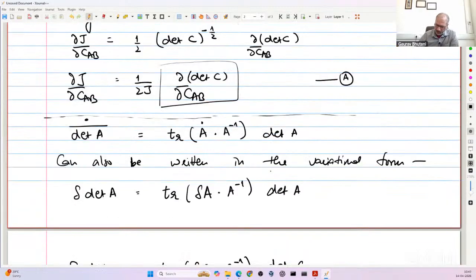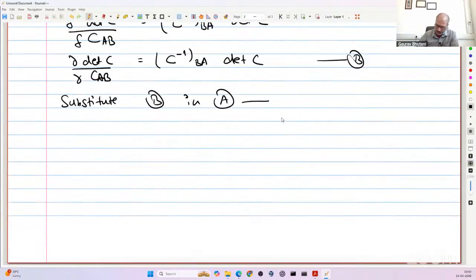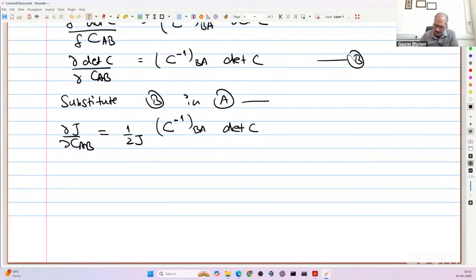So in A we had partial J by partial C_AB equals 1 by 2 J. So I'll write that again. And then partial determinant of C by partial C_AB, which basically now is shown as C inverse BA times determinant of C, which basically is the square of the Jacobian. So this becomes J by 2 times C inverse.